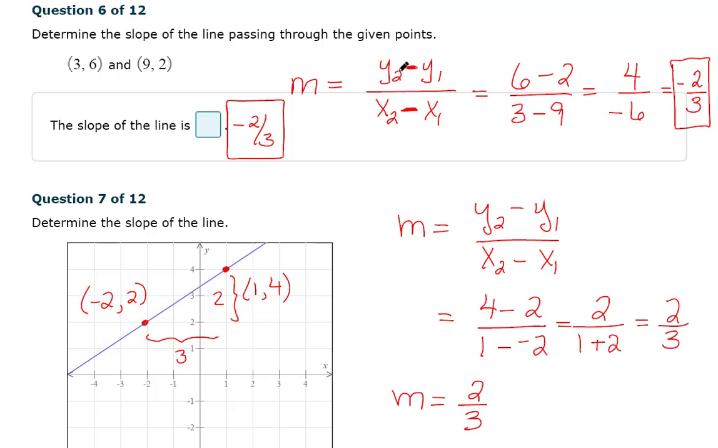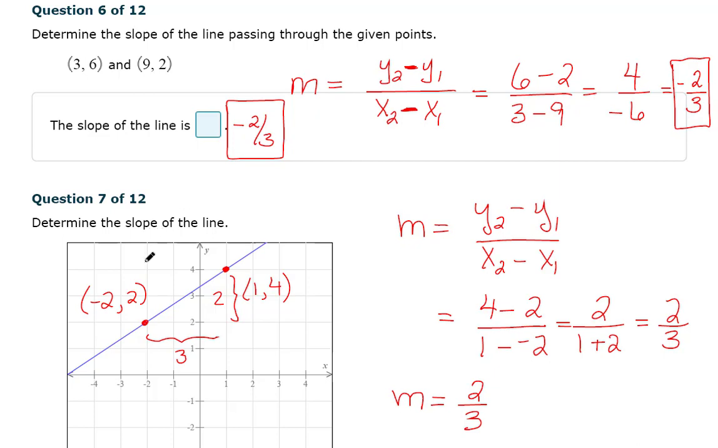So here I need to take my y's and subtract them. It doesn't matter which one is y1 and which one is y2. I just pick 6 and 2. What matters is that I get the corresponding x that goes with it. 3 goes with 6, 9 goes with 2. And so 6 minus 2 is 4, 3 minus 9 is a minus 6, and so this reduces to a negative 2/3.